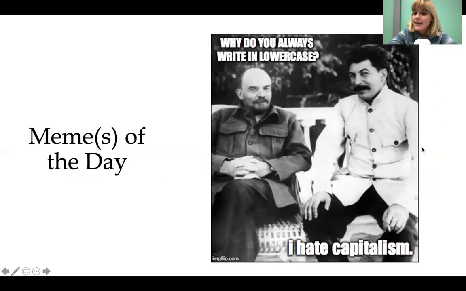Dad joke, but still excellent. Remember, guys, this is Lenin, and this is his successor, Stalin.